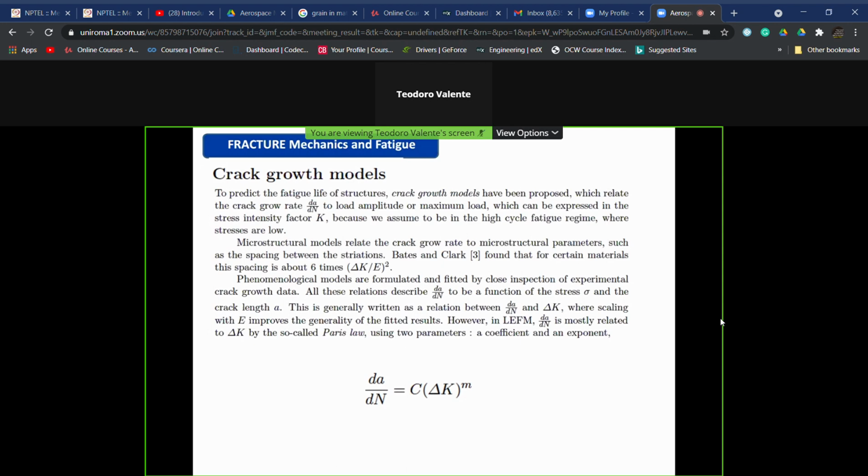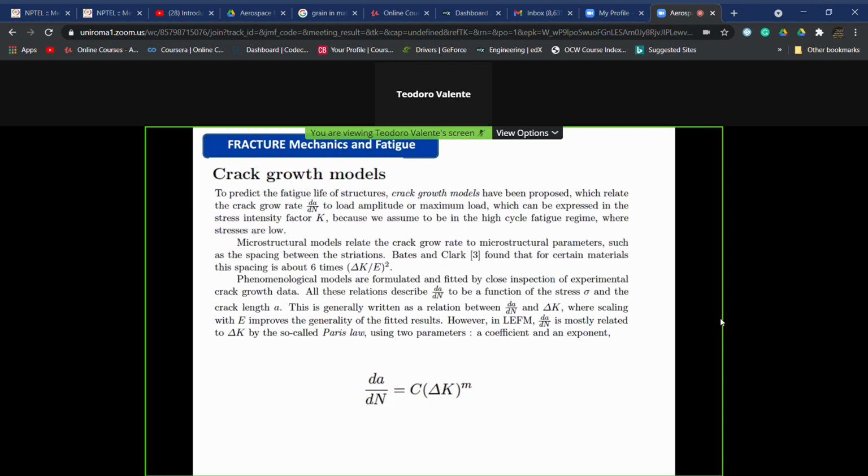The Paris law is based essentially on 2 parameters, a coefficient C and an exponent M, being the value of delta K known when we know the applied fatigue cycle, because we know the value of the maximum stress and the value of the minimum stress of the fatigue cycle, and then we are able, with our model, to calculate the stress intensity factor for the highest stress and the stress intensity factor for the lowest stress.